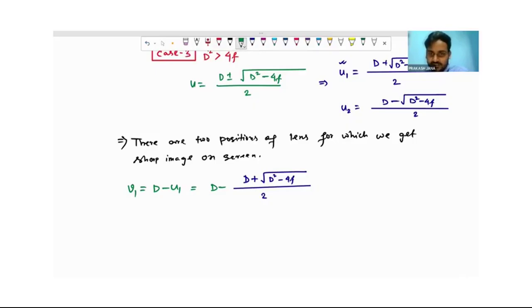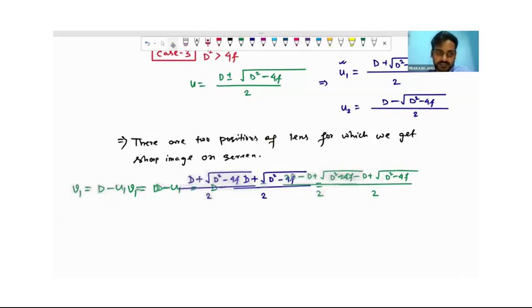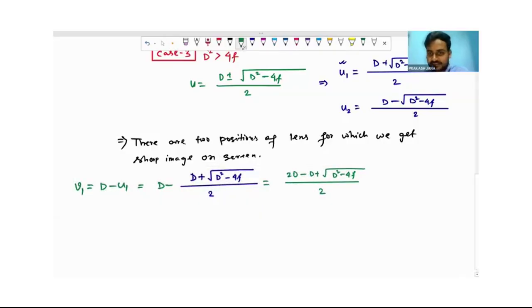Let us calculate it. It will give 2 in the denominator, and in the numerator there will be 2d minus d plus root of d squared minus 4f. 2 will be the denominator as it is. Here, 2d minus d will give d only, plus root of d squared minus 4f.